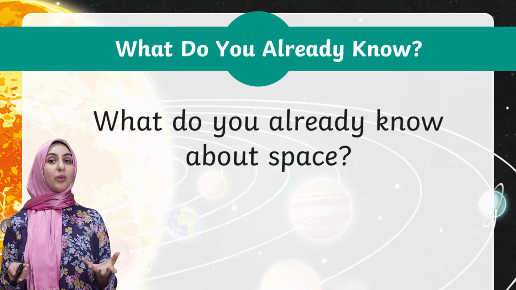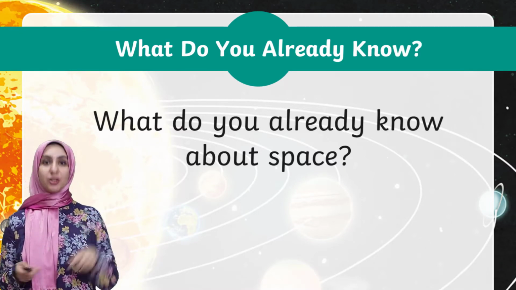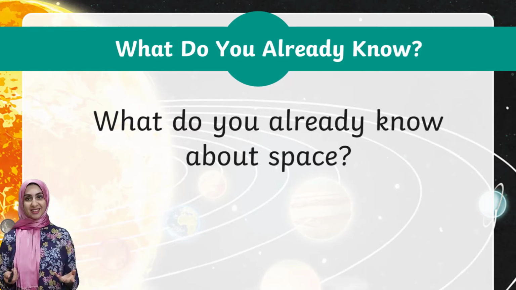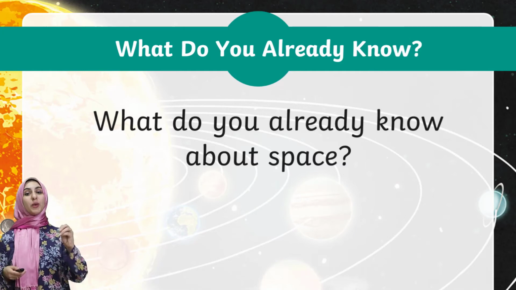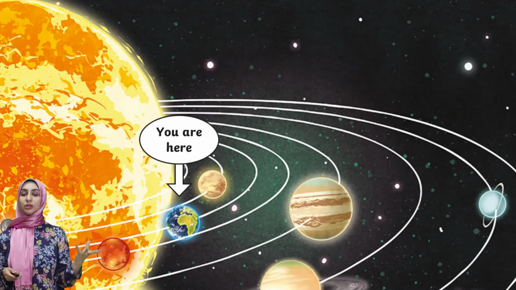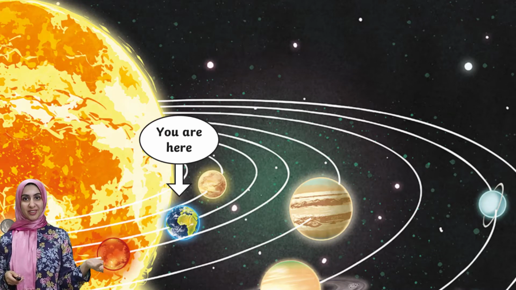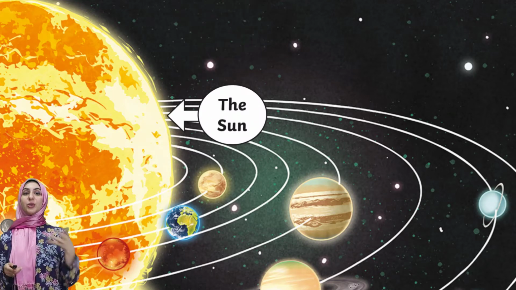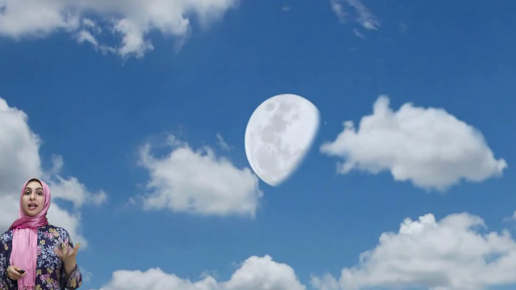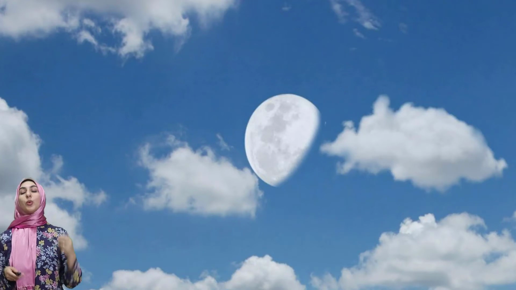So let's start our lesson today by asking you a question. What do you already know about space? Yes, we all know that in space there are 8 planets and the Earth is where we live. And also, this is the Sun. And also we know that during the day we can see the Sun in the sky. Sometimes we can see the Moon also. And at night the sky is dark. We can see the stars and sometimes we can also see the Moon.